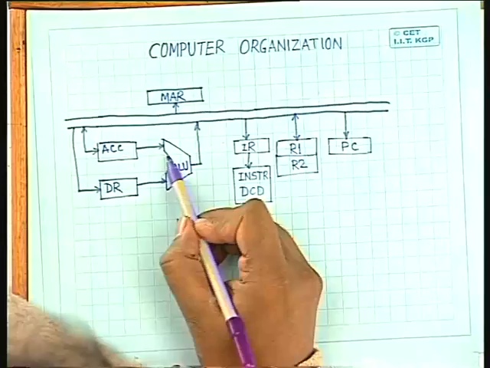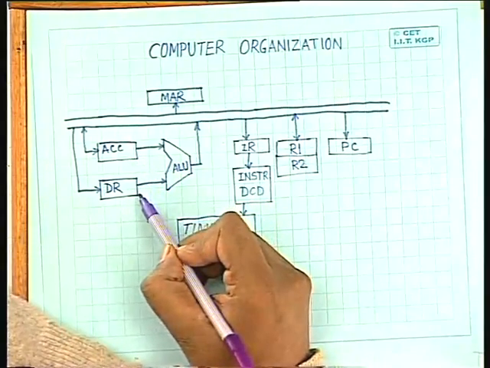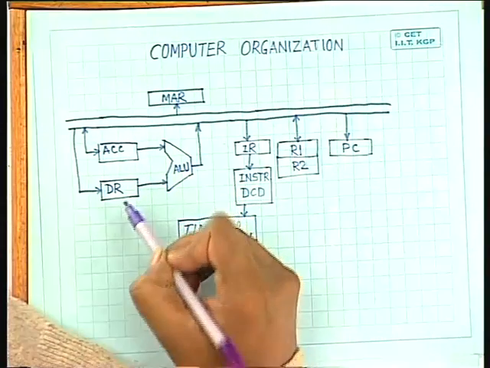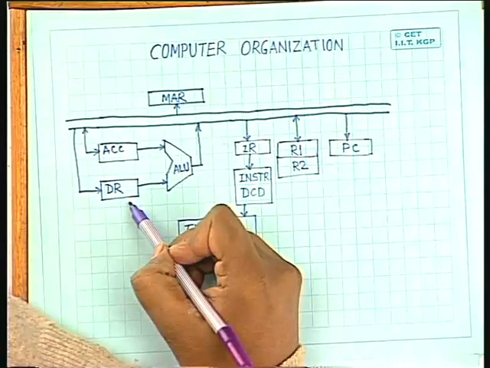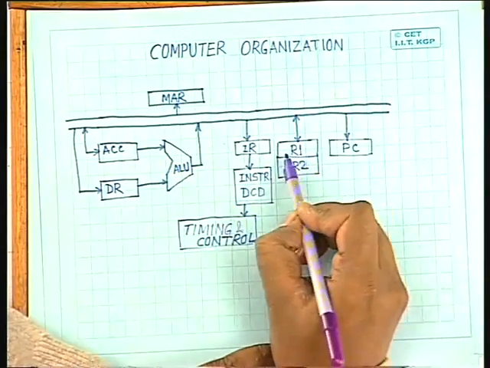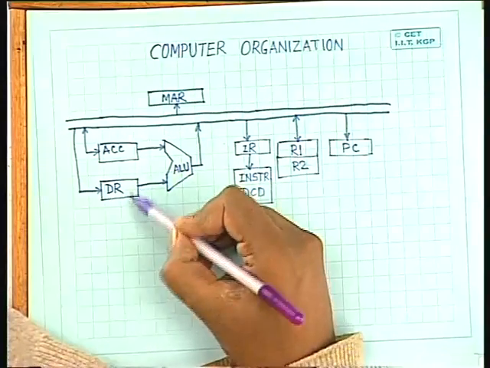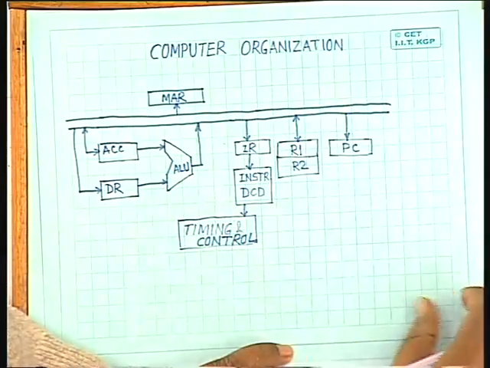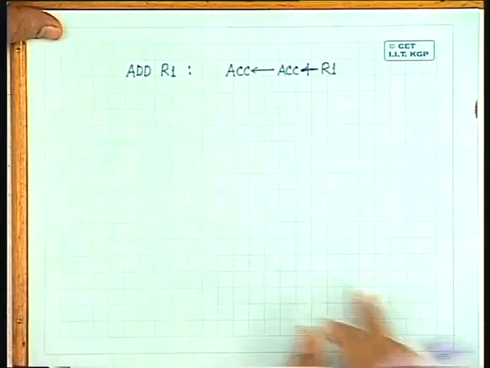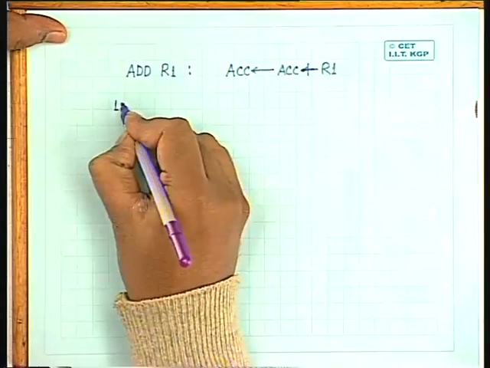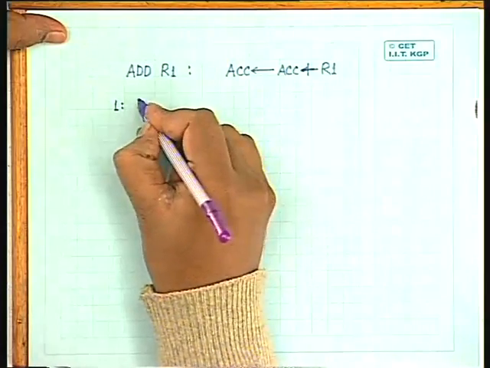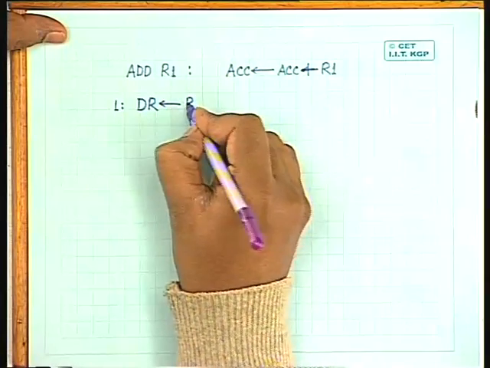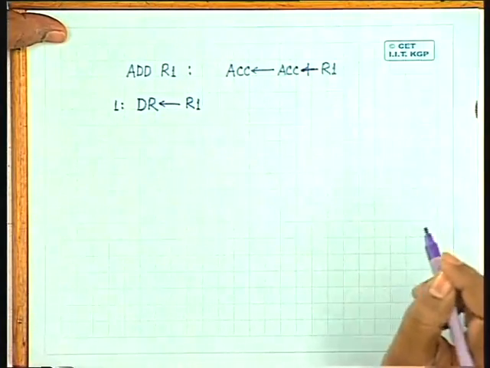Okay. So the ALU is getting data from the accumulator and the data register DR. One of the operands is in the accumulator. The other operand we have to load into the data register. Okay. So that means from R1 the data has to be transferred to the data register before this addition operation can be performed. Okay. So that is the first step. So for execution of this ADD R1, the first operation that we have to perform is load the data into the data register from register R1. That is the first operation.